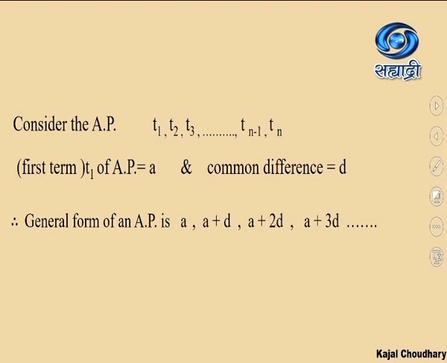Then the second term, which is A plus D. The third term will be A plus D, which was your second term, plus D. Now this D and this D will become 2D. Therefore, your third term is A plus 2D. The fourth term will be A plus 3D, and so on. You can proceed that way.